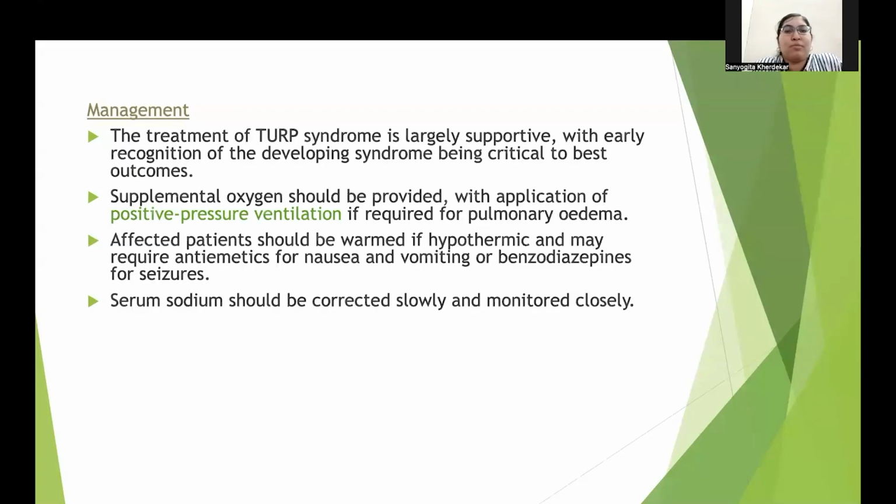Management of TURP syndrome, it is largely supportive, conservative management. The important thing is early recognition of the syndrome. Supplemental oxygen is provided in cases of pulmonary edema. Affected patients should be warmed if hypothermic, may require antiemetics for nausea, vomiting. Serum sodium should be corrected slowly and monitored closely.